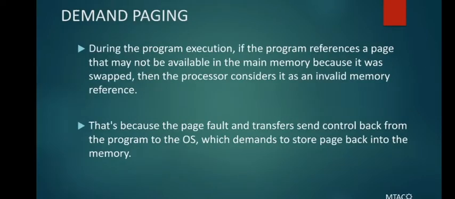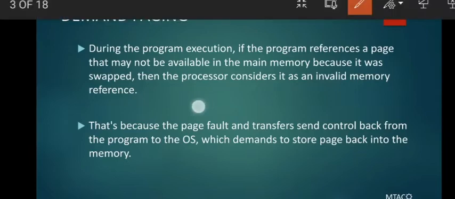So during the program execution, if the program references a page that may not be available in main memory because it was already swapped into your secondary memory, then the processor considers it an invalid memory reference, or a page fault. So again, if a program references a page which is not available in your main memory, it is known as an invalid memory reference and it will be called a page fault.